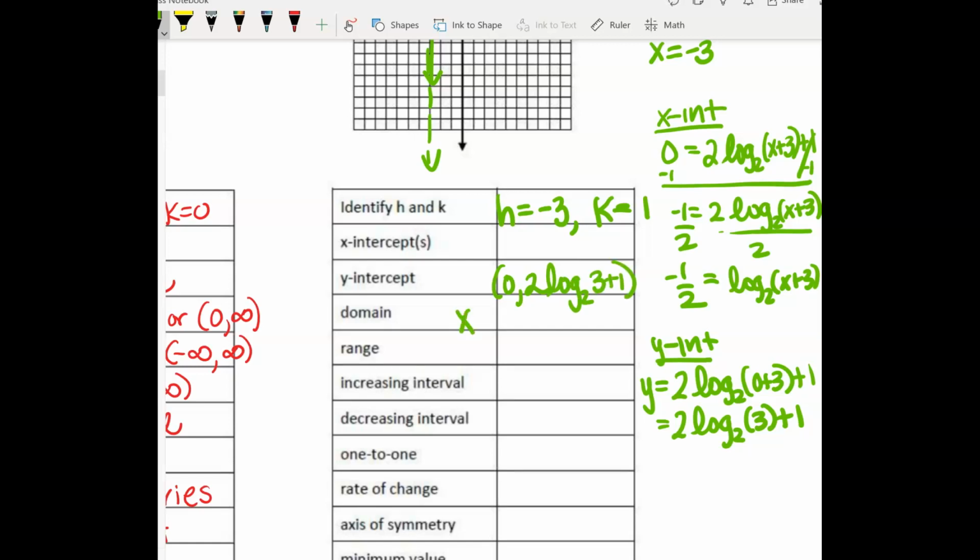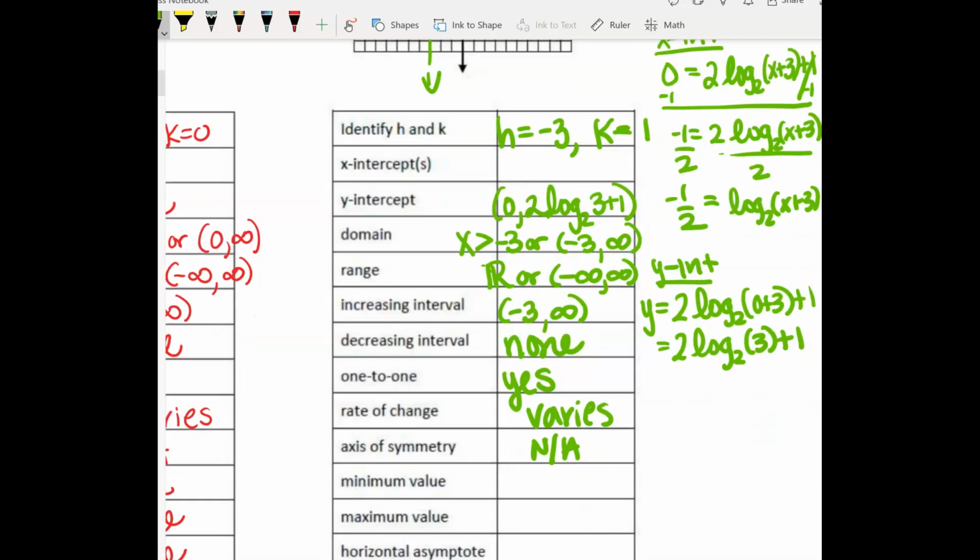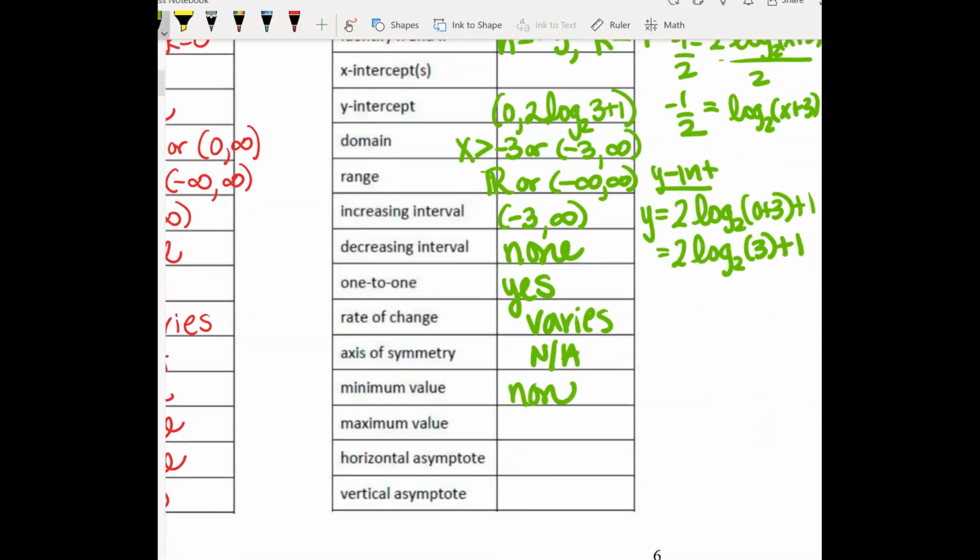Our domain here is that x is greater than -3 or from -3 to infinity. Our range is all real numbers, or -infinity to infinity. This function is increasing over the entire domain, so the increasing interval is the entire domain with no decreasing interval. It is 1 to 1. We're not responsible for rate of change, and there's no axis of symmetry. There's no minimum, no maximum, no horizontal asymptote, and there's that vertical asymptote at x equals -3.